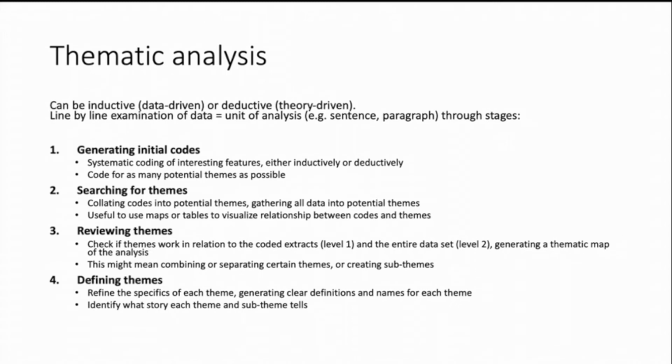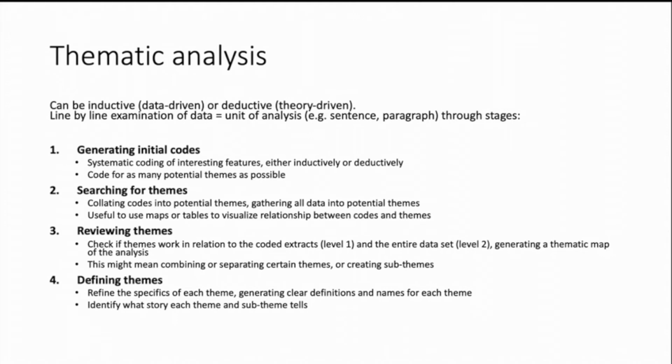Once that stage is complete, what the researcher should start to do is collate codes into potential themes, gathering all the data into these potential themes. This is where visualizing it might start to come in handy. So using a mind map or a table to visualize the relationship between different codes and the actual theme itself might help.